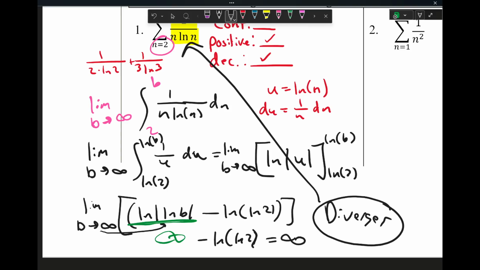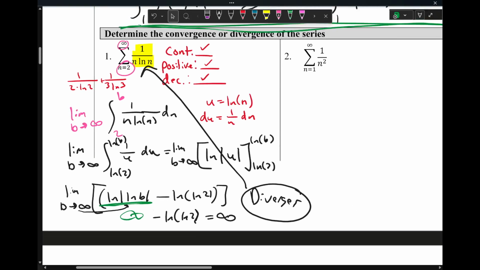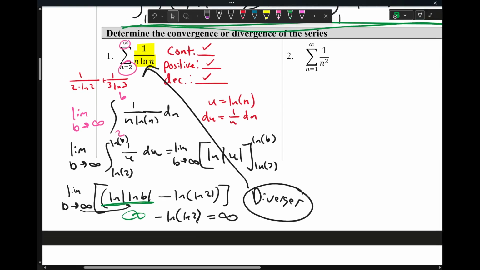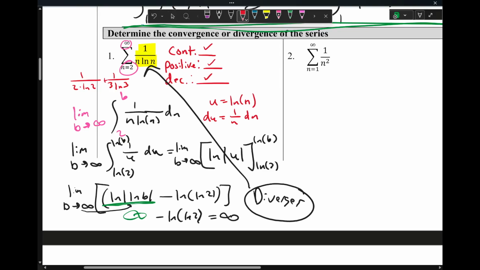And again, I did all of that because I know that this infinite series does the same thing. Now again, this one's a little bit harder because u substitution is a little bit harder. There's more steps to it. Question 2, considerably easier, but don't just jump into it. You need to force yourself to think about the conditions.